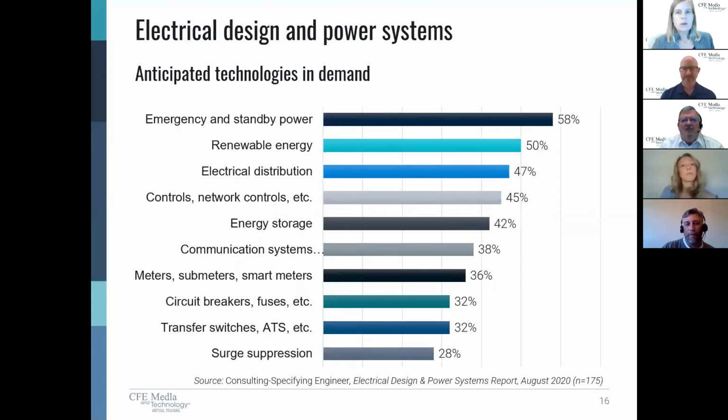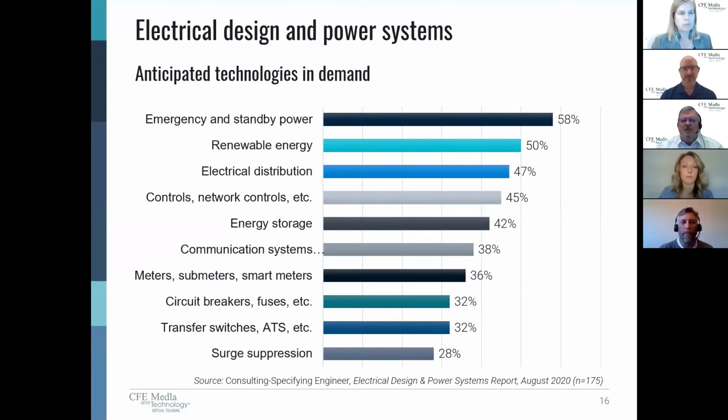All right, so let me talk a little bit about some research that we completed in August 2020. We researched information about electrical engineers, power systems experts, and we looked at what types of technologies they felt would be in demand. And this was probably some of the usual suspects that you anticipated. Of course, we're talking about emergency and standby power here, but there are some additional products and system types that popped up that we thought were pretty interesting. Jeremy, I think you had some input here.